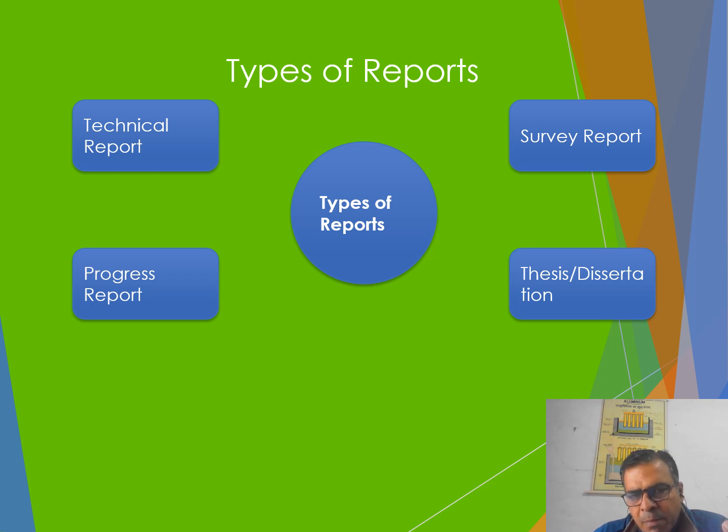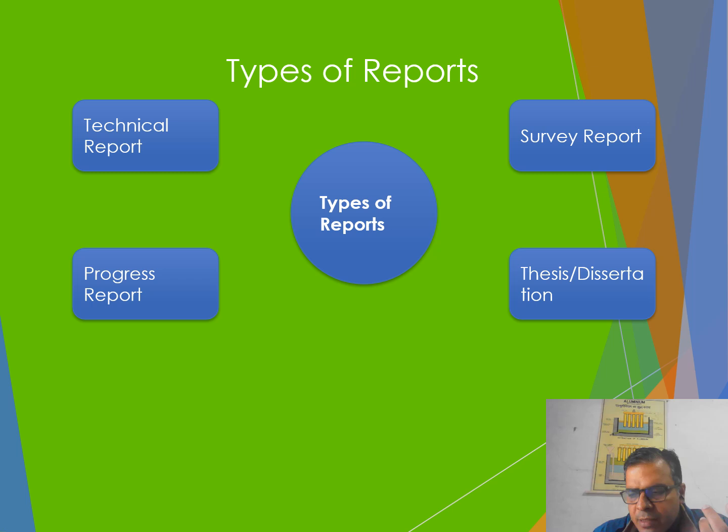Now, after the survey report is the progress report. Progress reports, what is it? It tracks a project's development. Say, in science, tracking plant growth in a long-term study. In commerce, performance analysis of a marketing campaign. In arts, a report on the progress of a theatrical production. In physical education, monitoring a fitness program's success.